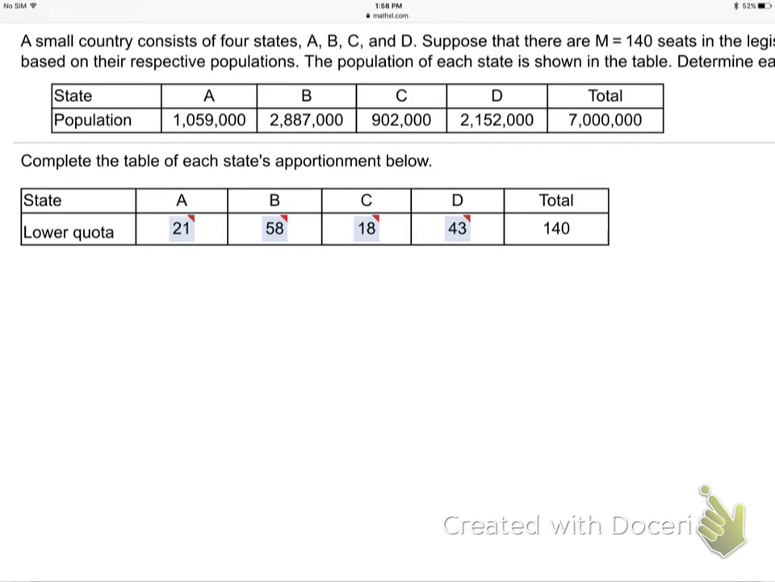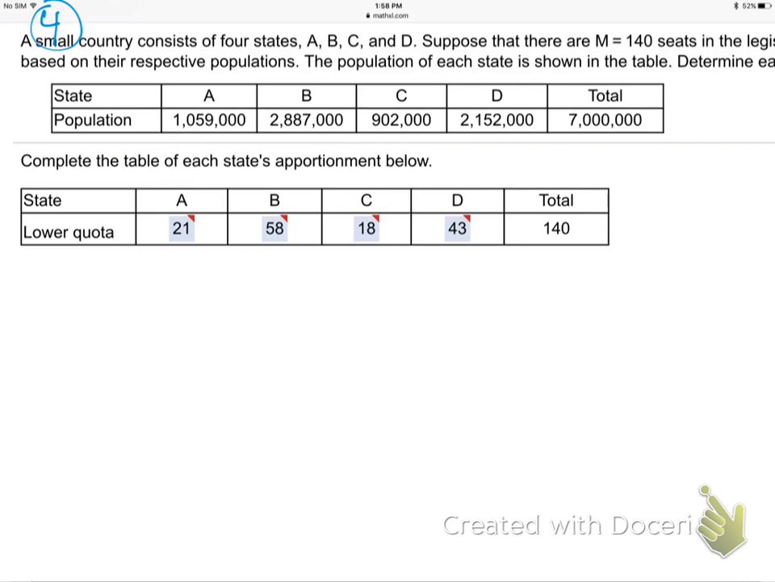Okay, so here's question number 4 in the homework. And this, by the way, is the whole section. This is the whole chapter. All we're going to do is do Hamilton's method, Jefferson, Adams, Webster. That's it. And then there's a few paradoxes, like a few weird things that can happen. This is the simplest of all the chapters. So, all right, here's what goes on.